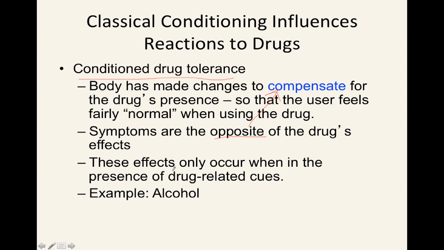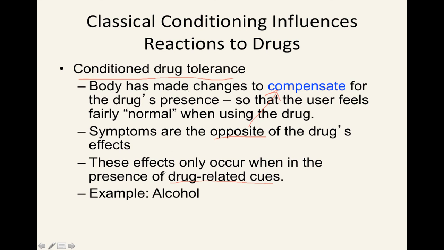And these effects only occur in the presence of these drug-related cues. Many people have noticed that if they normally drink alcohol at a bar or some other place like a restaurant, they start to develop what's called tolerance. Their body starts to compensate for the effects of the alcohol so they don't get as drunk. But if they drink alcohol all of a sudden at a work-related function or something like that, they might get really drunk very quickly. And that's because in that other context, they don't have that conditioned drug tolerance.